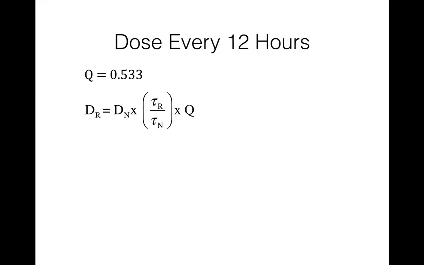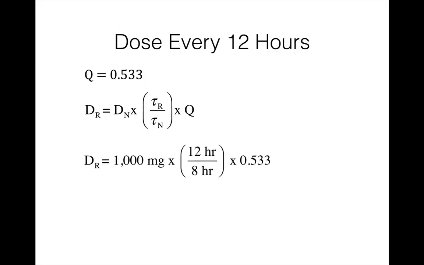The formula to calculate the new dose and relative to the new interval is dose in reduced renal function is equal to normal dose times the dosing interval in reduced renal function over the normal dosing interval times the adjustment factor. So with the numbers in, the normal dose was 1 gram or 1,000 milligrams times the new interval we want to use, 12 hours, divided by the normal interval of 8 hours times the adjustment factor 0.533. And that tells us to use a dose of 800 milligrams. Most people would probably round that to 750 milligrams every 12 hours.